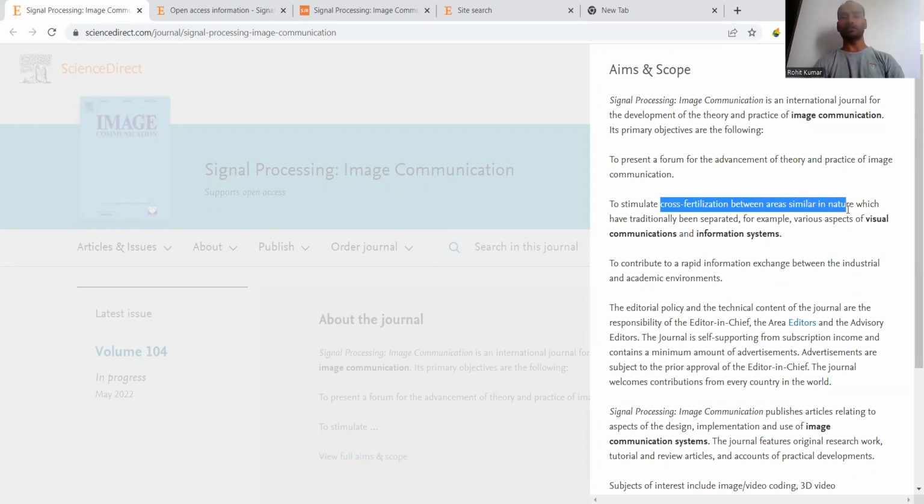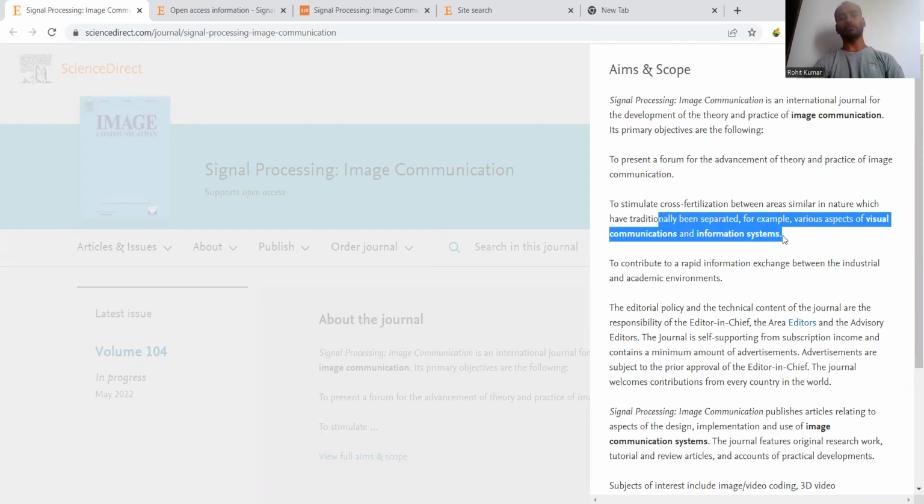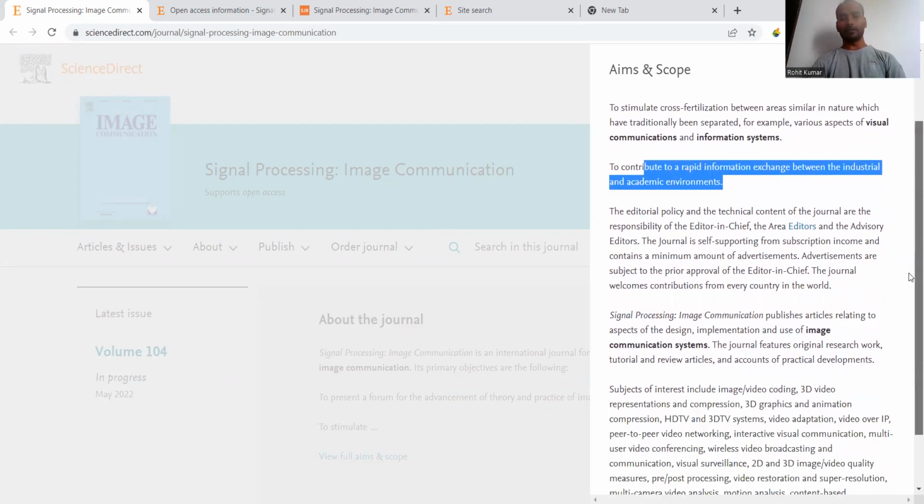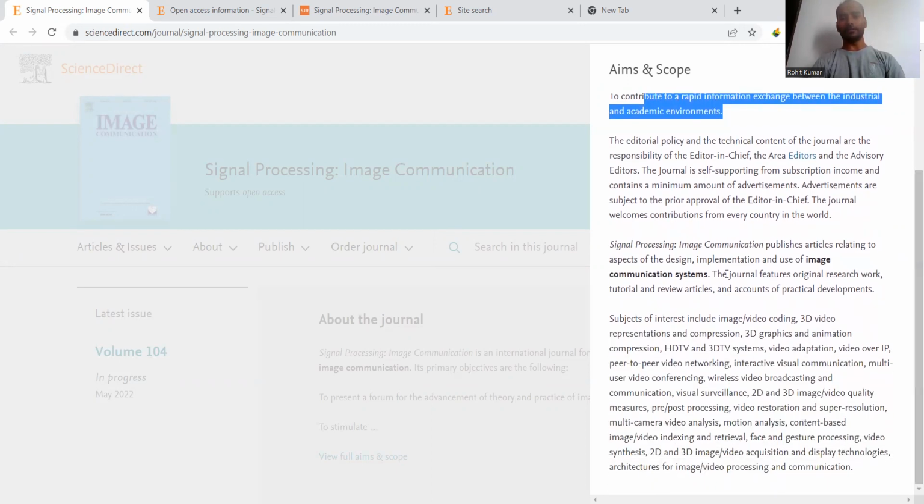Cross-fertilization means a kind of interdisciplinary research, okay, between areas which have traditionally been separated, for example, various aspects of visual communication as well as the information system. So image communication means visual communication is coming into the picture, and the information systems come into the picture to make the communication possible. Okay, to contribute to a rapid information exchange between the industrial and academic environments, that's quite a general line.